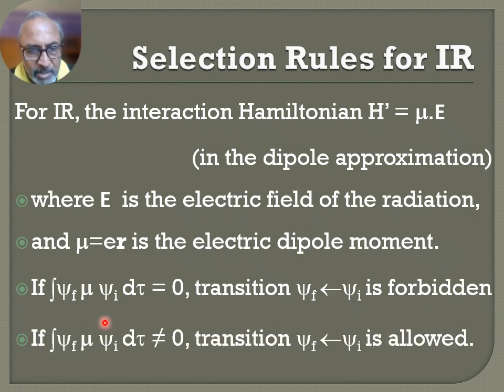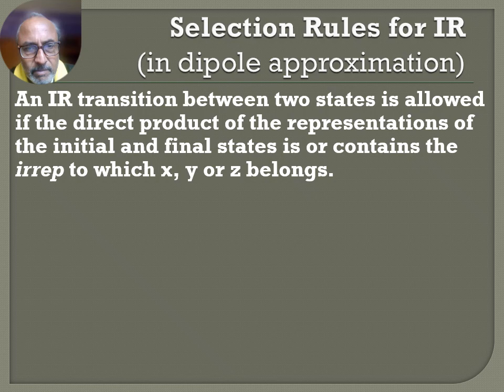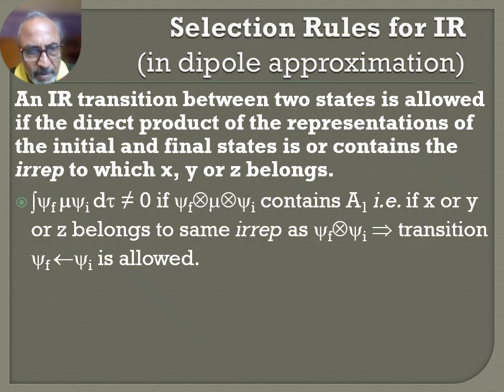But if the transition integral, that is, the integral ψf μ ψi dτ, is not equal to 0, then the transition ψi to ψf is allowed. In the dipole approximation, an infrared transition between two states is allowed if the direct product of the representations of the initial and final states is or contains the irreducible representation to which the dipole moment belongs, that is, to which x, y, or z belongs.